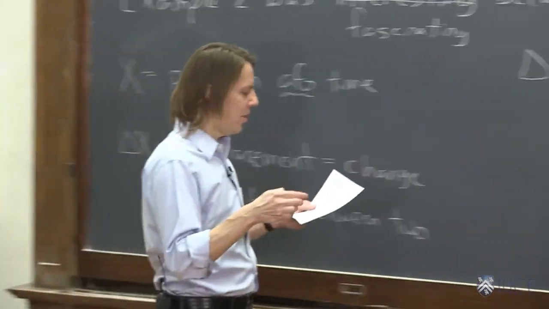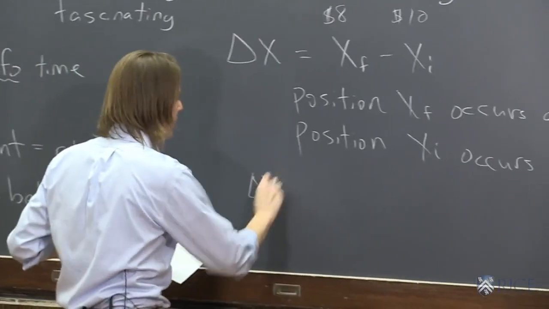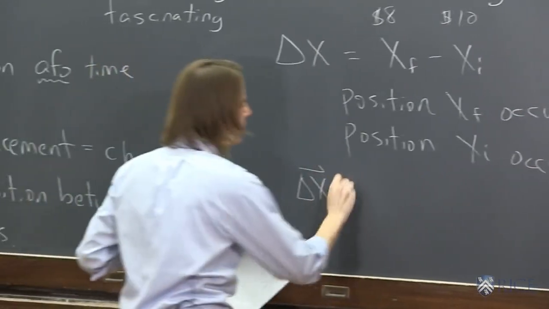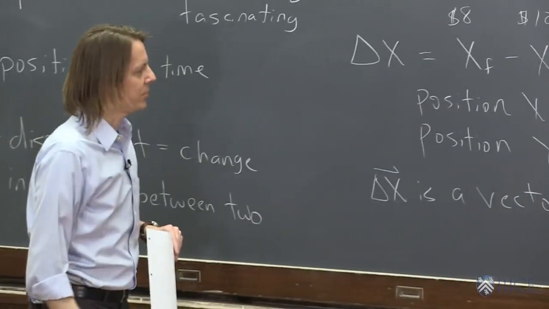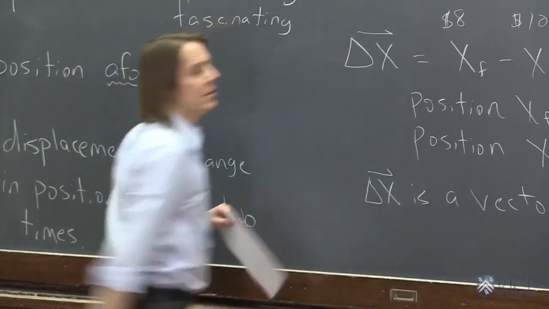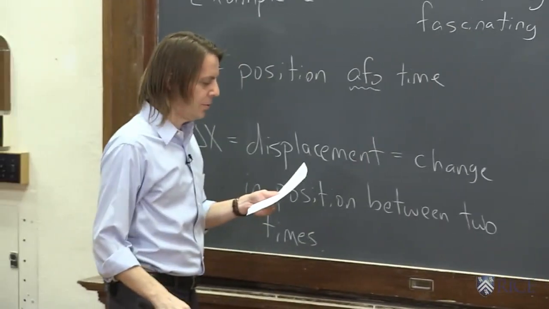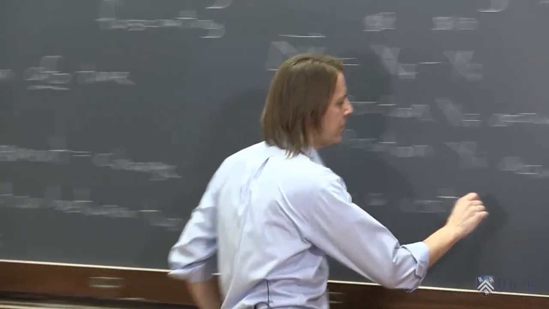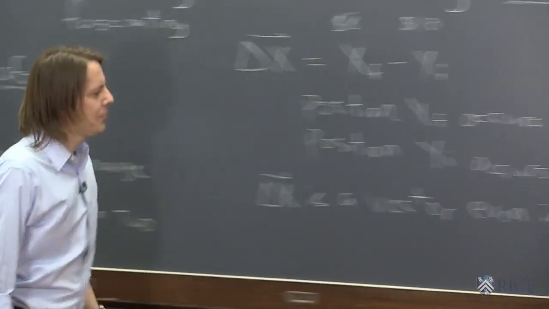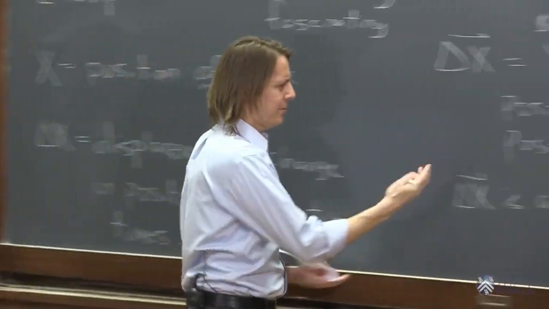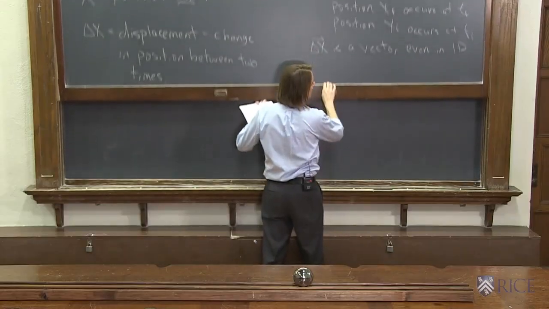This is just life, right? Delta x is a vector. And that's why I put a vector symbol on top of it. Delta x is a vector. We have to deal with it, even in 1 dimension. So let's think, what does that really mean, that it's a vector in 1 dimension? What are we talking about here?